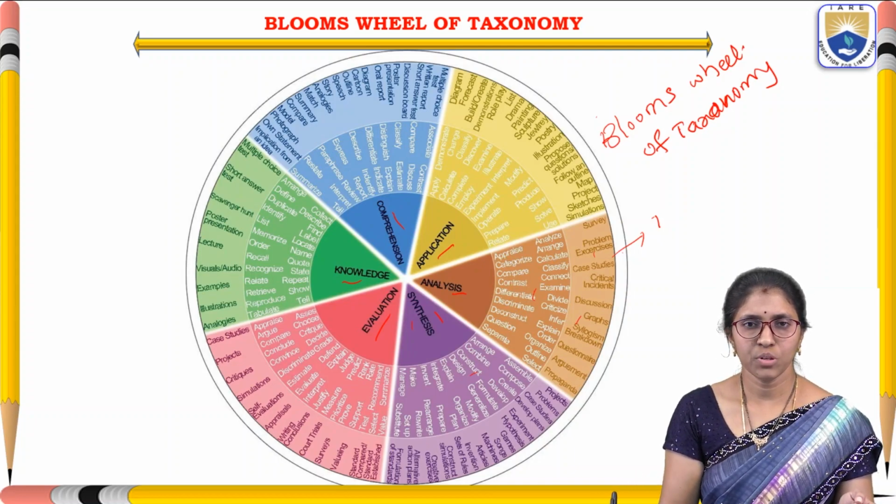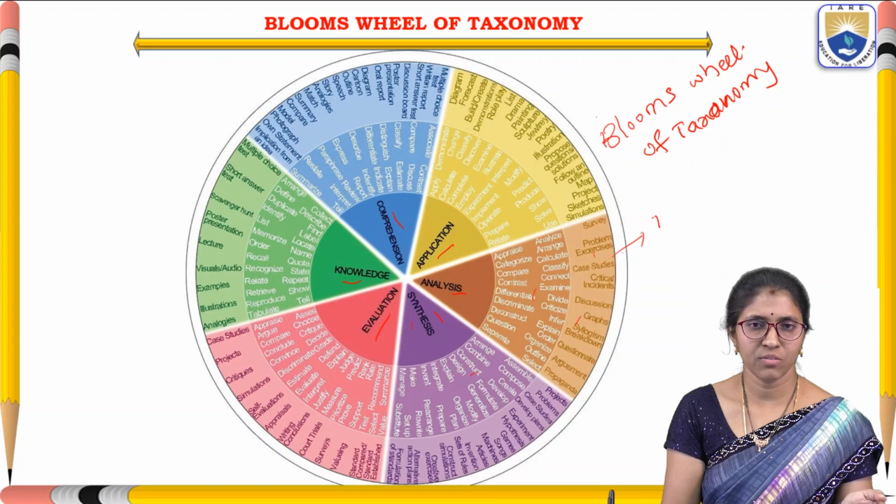So this is about the basics of OBE. In this session, we have learned what OBE is, what the advantages of OBE are, why OBE is used for students and faculty, what Bloom's taxonomy is, and what the Bloom wheel of taxonomy is. With this, I am concluding my lecture.